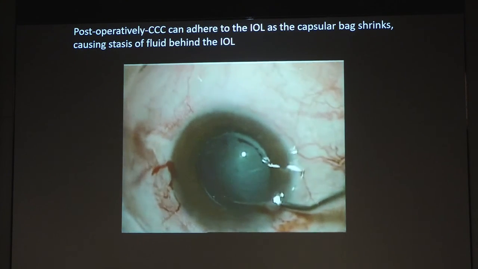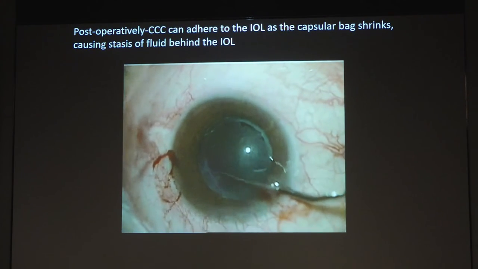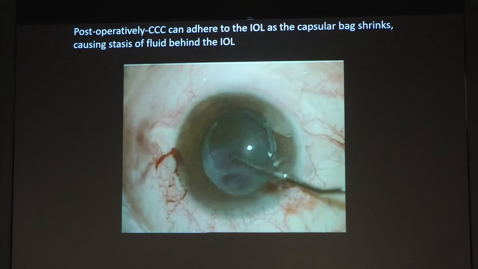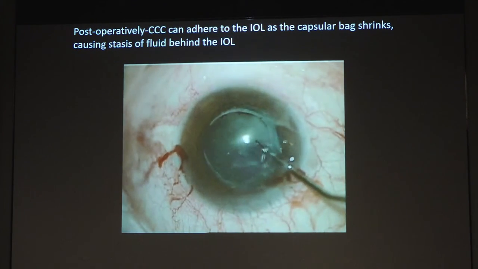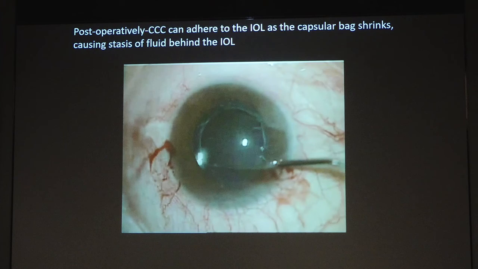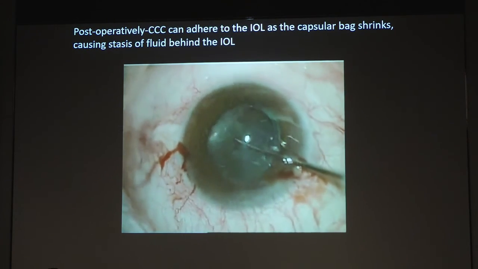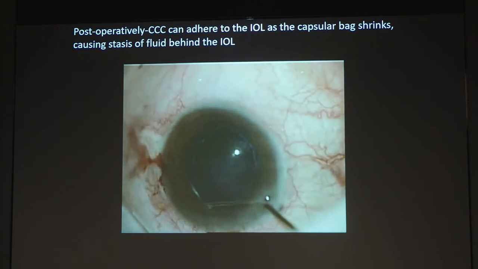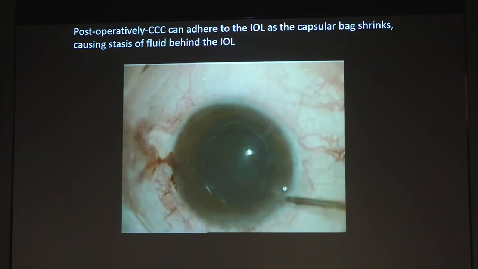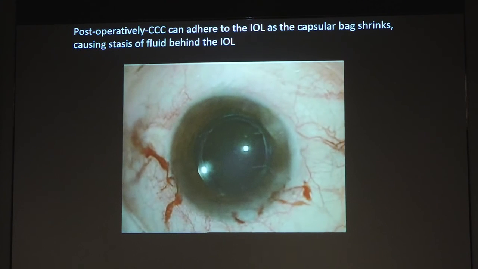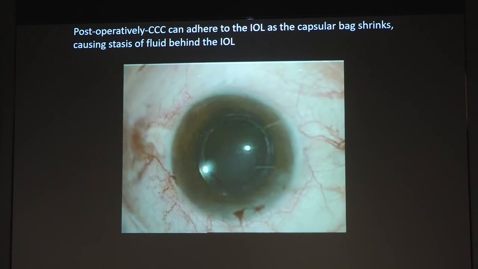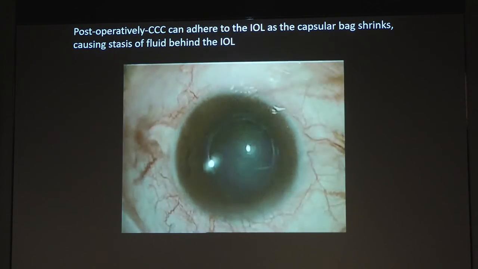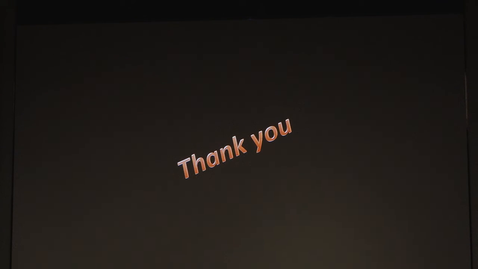Just separate that capsular adhesion to the lens. Once you're done, just tap the IOL, all the retro-IOL accumulated fluid comes out onto the anterior chamber and you can just wash it to get a clear visual axis. This is my last slide, I'll be finishing. You can see that all the turbid fluid has gone away and now it looks perfect. Okay, thank you. These are the two common complications you tend to see, and you can manage them case by case and get a good outcome.